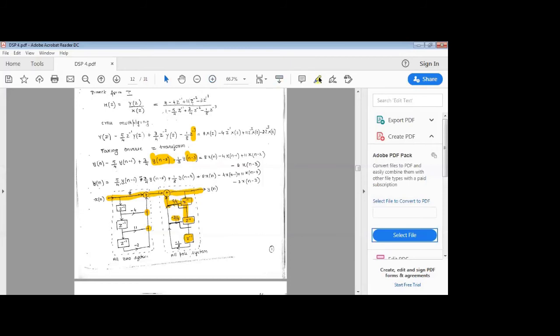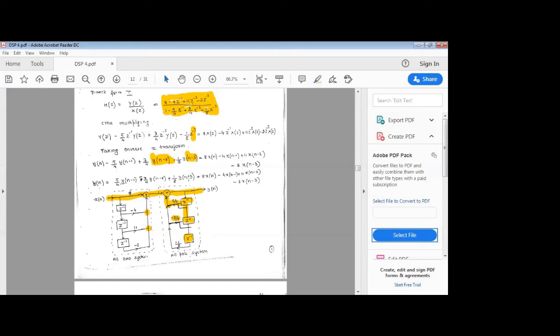So I'm looking at the transfer function and plotting this complete transfer function. Looking at this particular transfer function, I can directly plot what we call the direct form 1 structure.